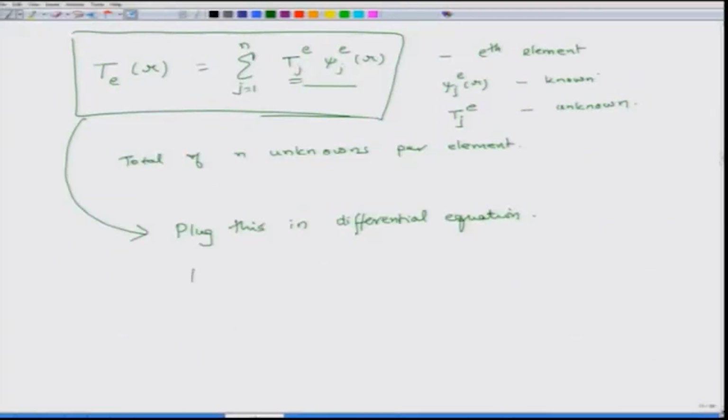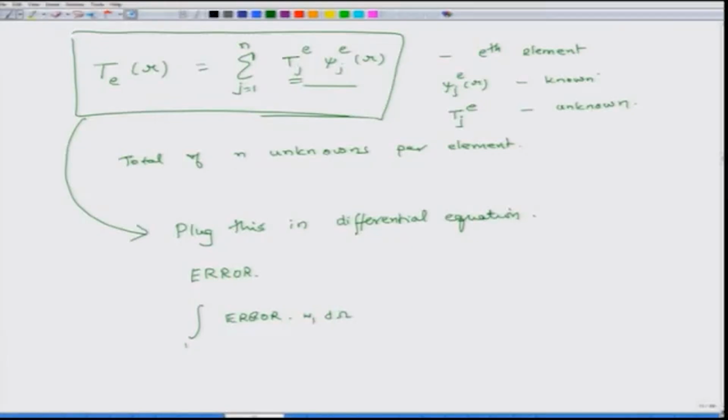Plug this and then we get error, okay. And what we do is, we integrate that error iteratively, we integrate that error with some other function. Now, do not get confused, but maybe in 4 or 5 lectures then things will become very clear. So we integrate this error iteratively. So first time we multiply it by one weight function and we integrate it over the length of the element. So that is my domain.